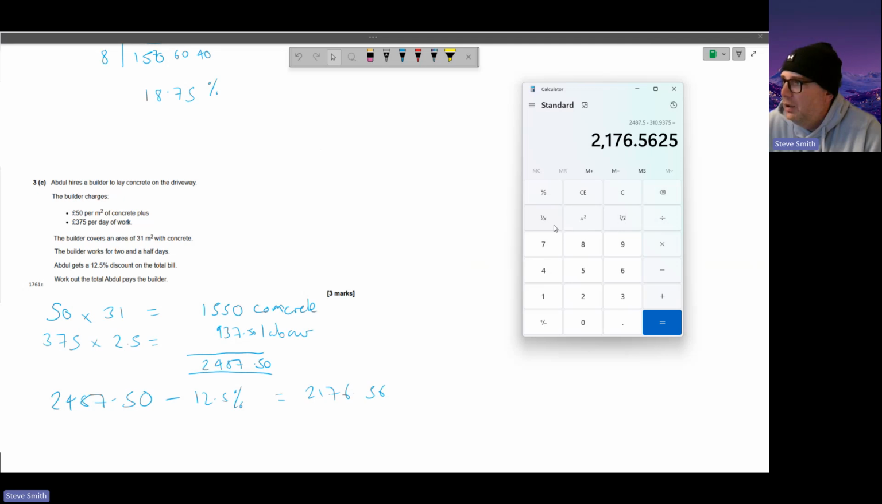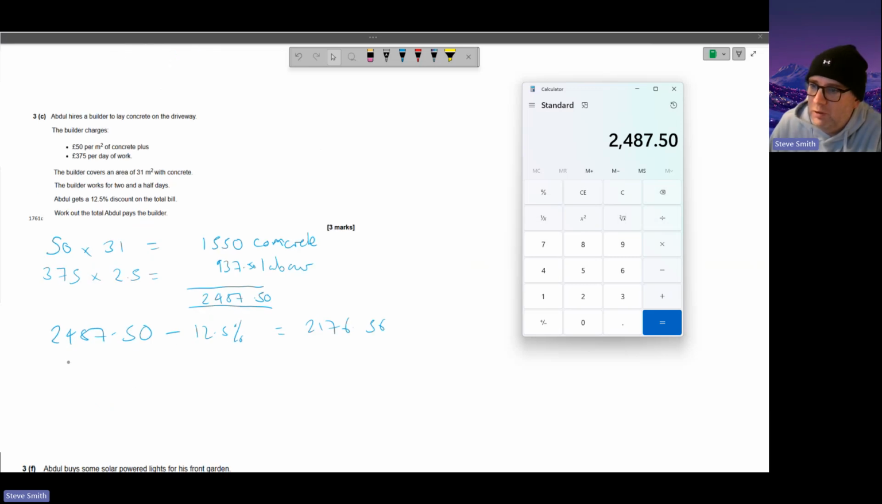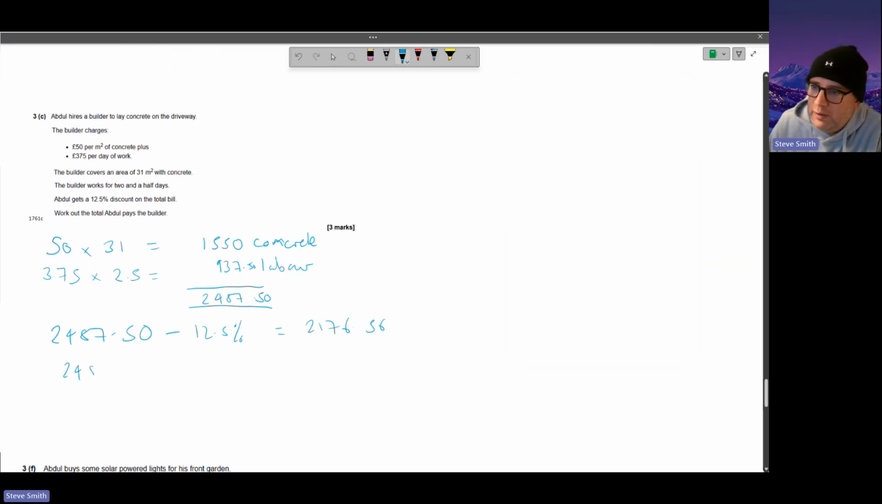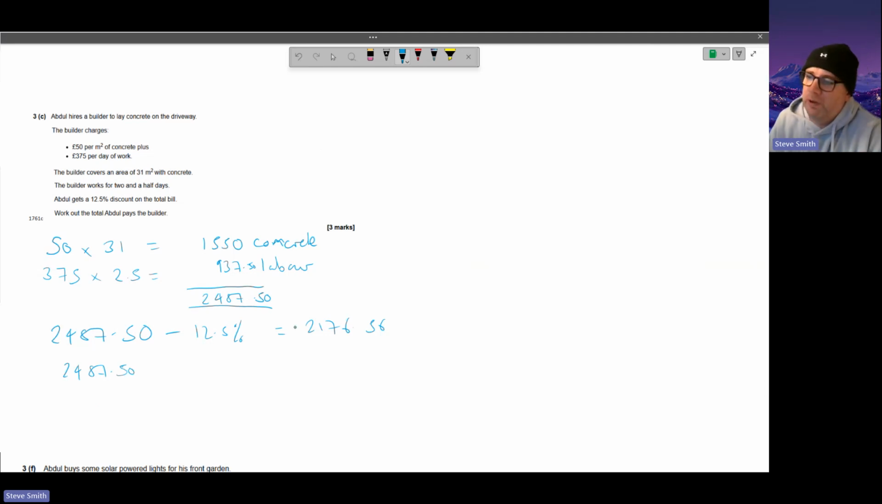We can go back to our number. So we've got 2487.50. Right, that's our total here again. So how do we take away 12.5% of that? Let's scroll down a little bit so I can create more space for myself. Taking away 12.5% with a calculator with a percentage button on is dead easy.